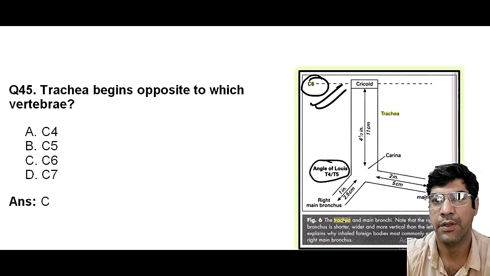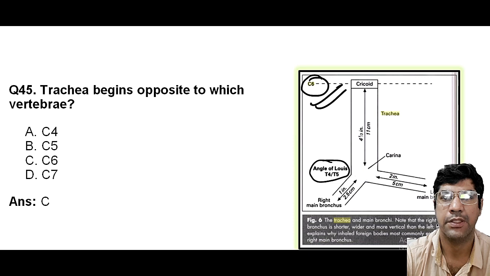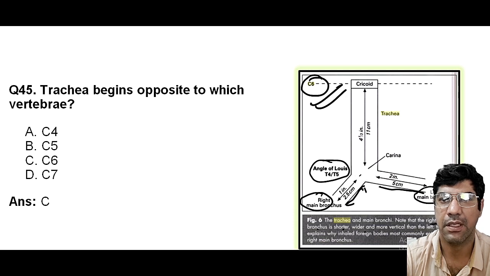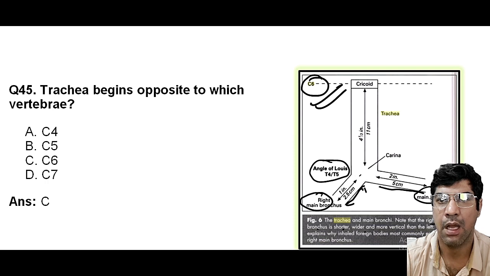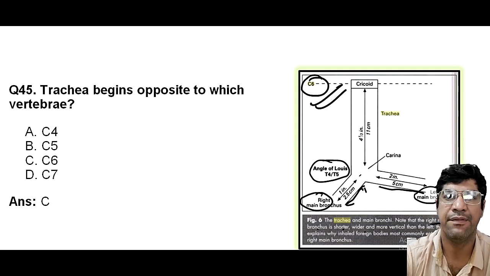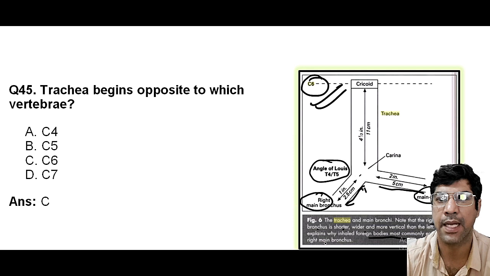Along with that, you can see the trachea and the main bronchi. Here the point that you have to note is that the right main bronchus is shorter, wider and more vertical than the left. So this right main bronchus is shorter and this left main bronchus is longer. That is why inhaled foreign bodies most commonly enter the right main bronchus. It is easy to enter as it is shorter and wider.